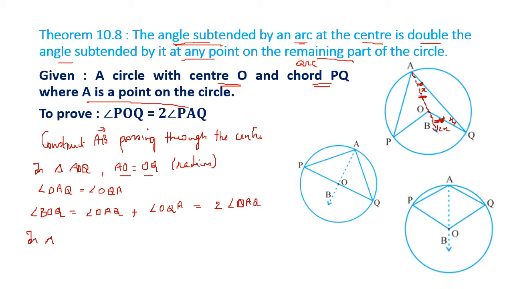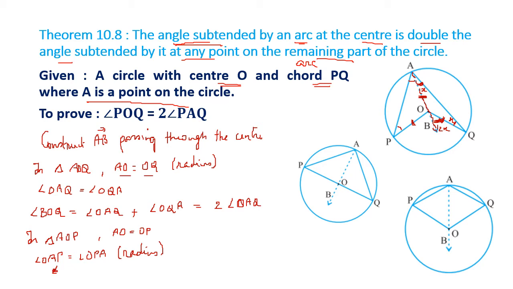Now look at triangle AOP. Same way, look at triangle AOP again. AO equals OP. So here this side and this side are equal, so this angle and this angle are equal. Therefore we get angle OAP equal to angle OPA, because the radii of the same circle are equal, right?